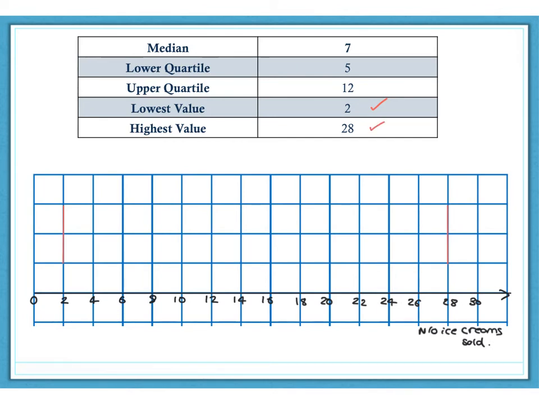Next job, we're going to plot the median. Now the median is a value of 7, so I'm going to draw a vertical line at 7, which is over here. Approximately, might have to estimate just a little bit. Move that into place. So there is my median. My lower quartile is at 5. So let's draw the lower quartile in carefully. Again, make sure your lines are properly vertical.